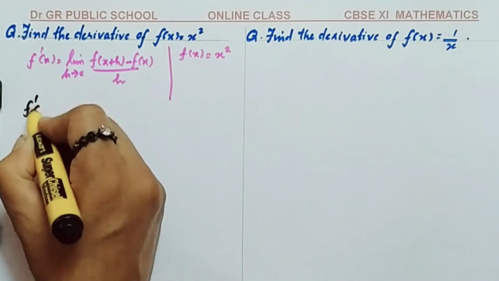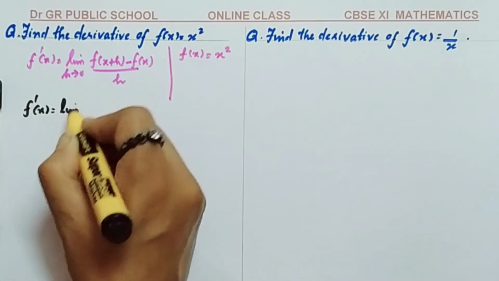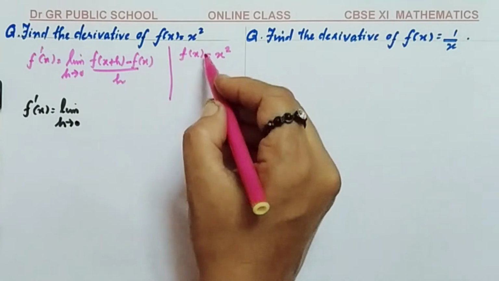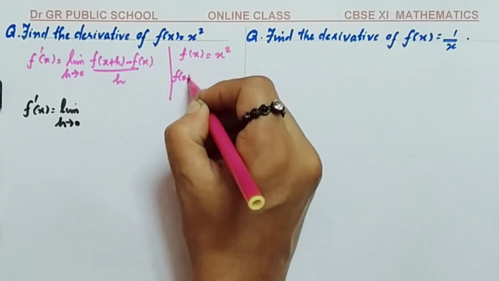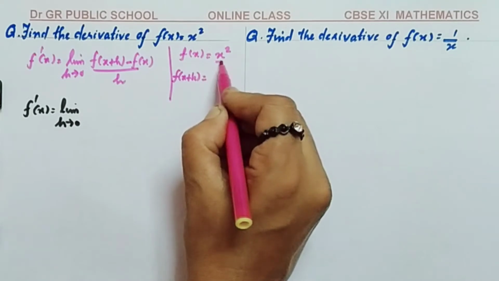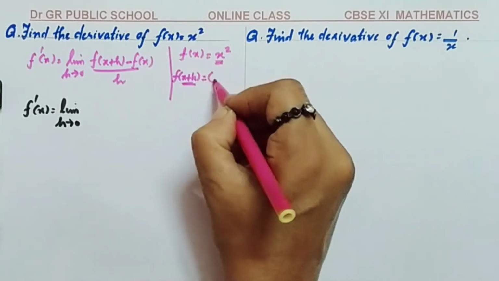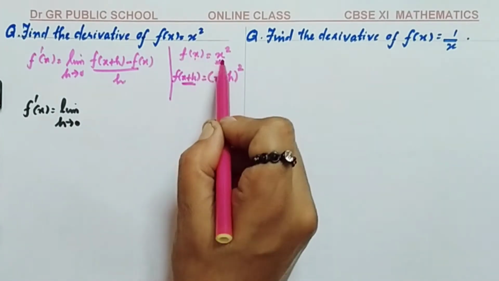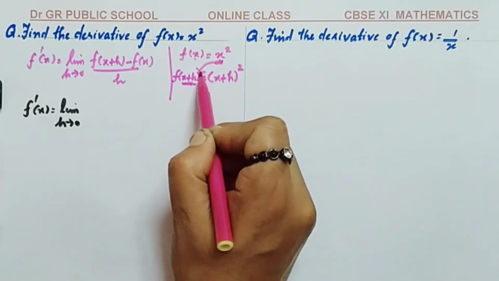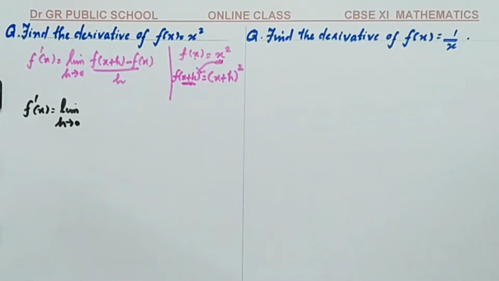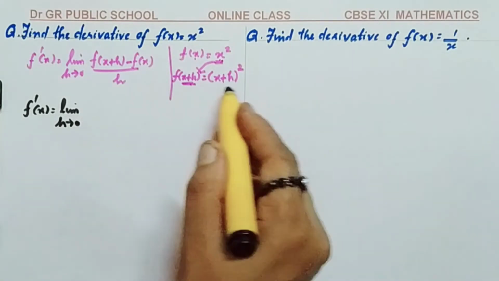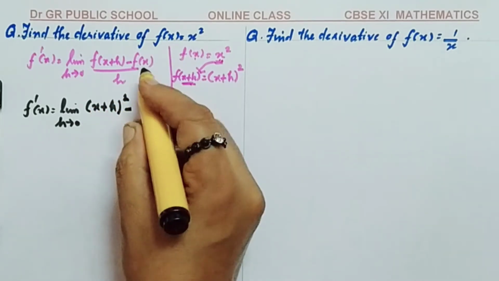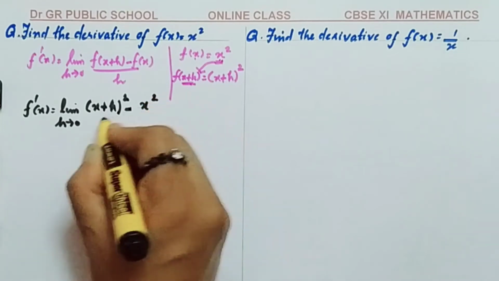Therefore, f'(x) equals limit h tends to 0 of f(x+h). Here f(x) equal to x square. So, f(x+h) means replace the variable x on the right side with x plus h. So, (x+h) the whole square. Replace the variable x with x plus h in the second term too. So limit h tends to 0, f(x+h) can be written as (x+h) the whole square minus f(x), the given function, that is x square, the whole divided by h.